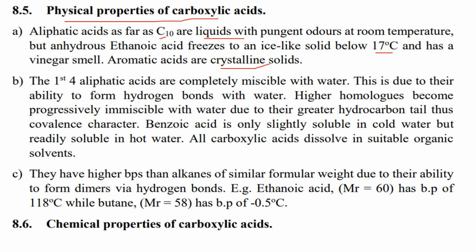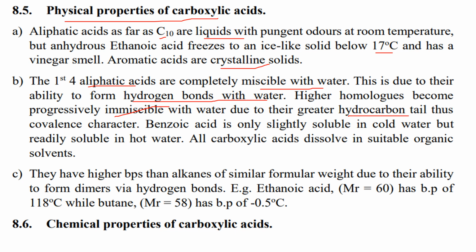Looking at part B, you're saying that the first 4 aliphatic acids are completely miscible with water, and this is due to their ability to form hydrogen bonds with water. So for anything soluble in water, it must form hydrogen bonds with water. Other than that, it's going to be sparingly soluble. In chemistry, we don't have insoluble; things are just sparingly soluble. Now you're saying that higher homologues become progressively immiscible with water due to their greater hydrocarbon tails.